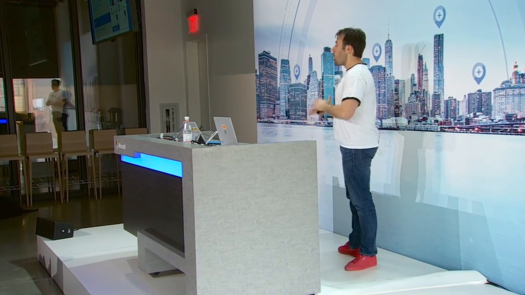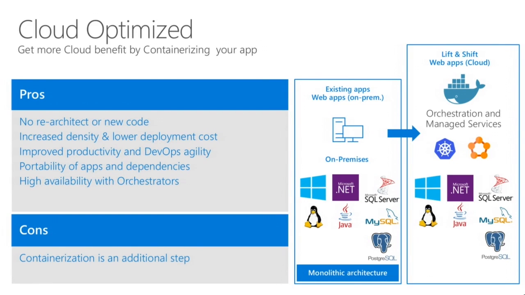This is no re-architecting, no new code, right? So you're still just containerizing the code you've already got. It gives you the opportunity for some increased density, right? So you can come in and pack these things a little bit tighter than you used to be packing. You can get lower deployment costs because you can run through a bunch of tooling now because you're just using Docker containers, which are pretty standard across a bunch of tooling.